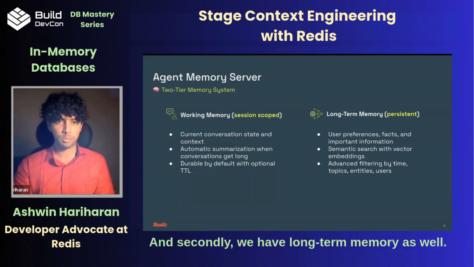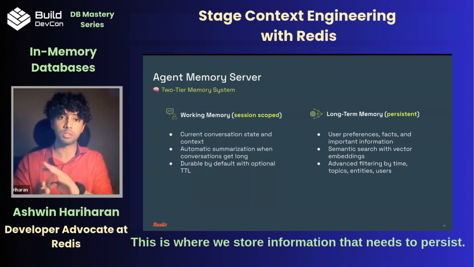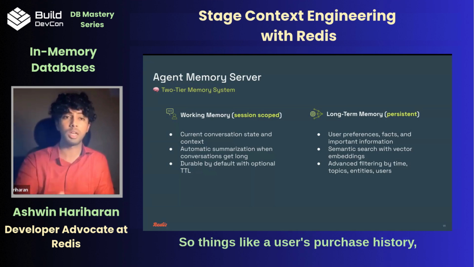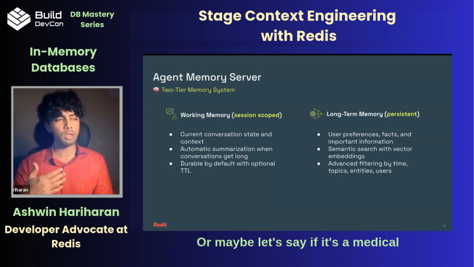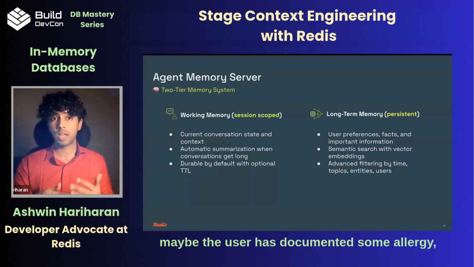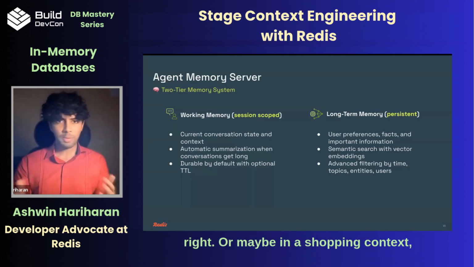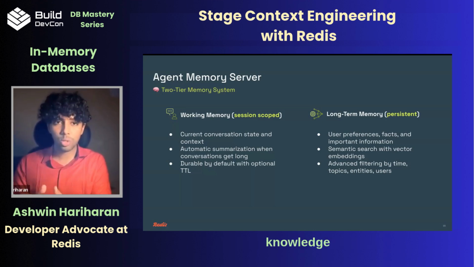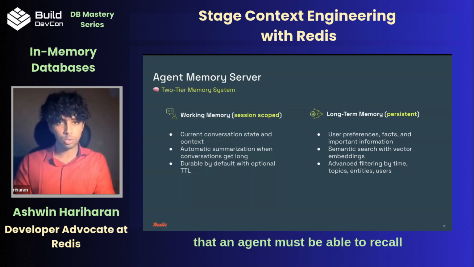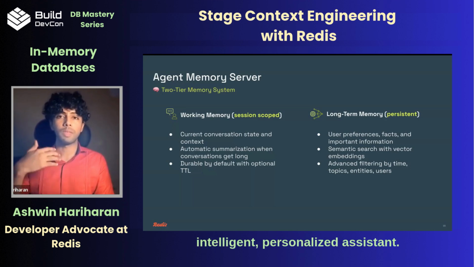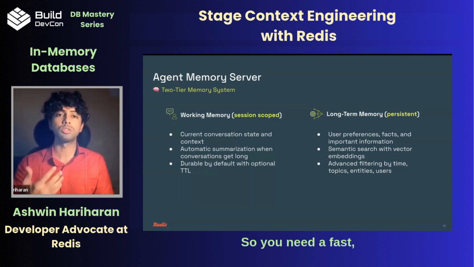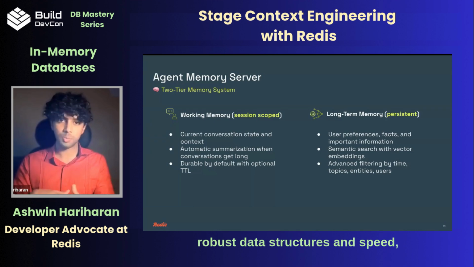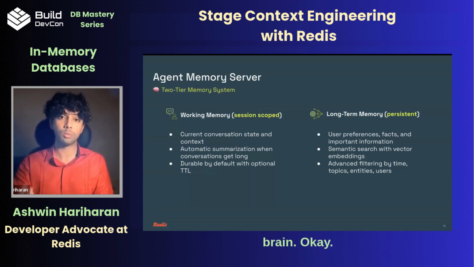And secondly, we have long-term memory as well. This is where we store information that needs to persist across different chat sessions, maybe weeks or even months later. So things like a user's purchase history, okay? Or maybe, if it's a medical application, the user has documented some allergy, right? Or in a shopping context, if they have a preference for a certain brand. So this is persistent factual knowledge that an agent must be able to recall to act as a truly intelligent, personalized assistant. So you need a fast, durable database to serve this memory at scale. And this is where Redis, with its robust data structures and speed, becomes a very critical part of your agent's overall brain, okay?